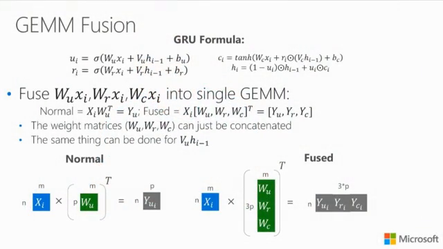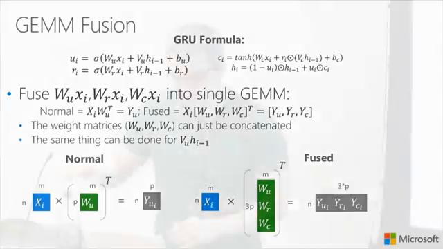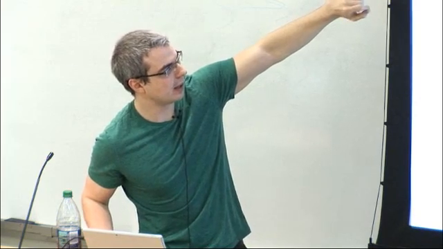Both of these have the same goal, because both of these will parallelize to all the cores fairly well. But the goal of both is to minimize the amount of reads and writes to GPU RAM. So GEMM fusion, we can see is, this is just the same GRU formula we saw before. I just wrote it again so we can figure out what to do.